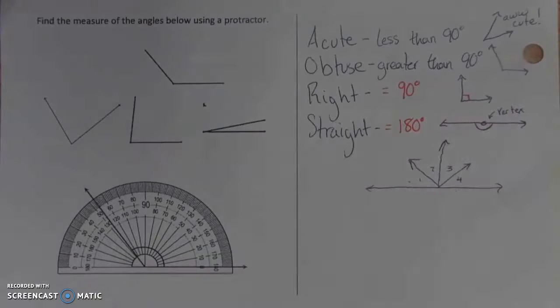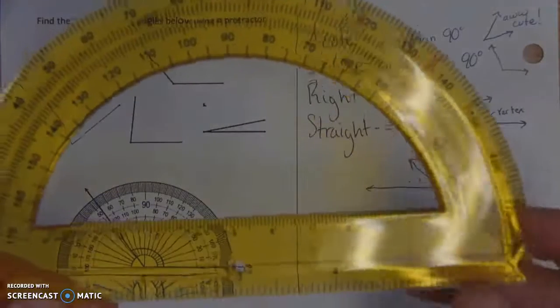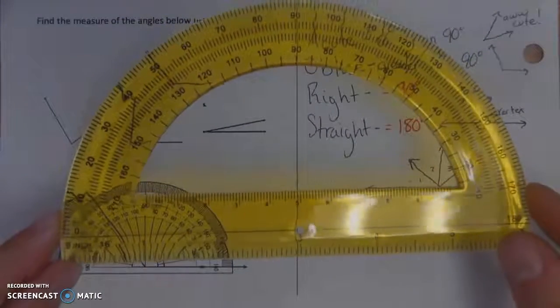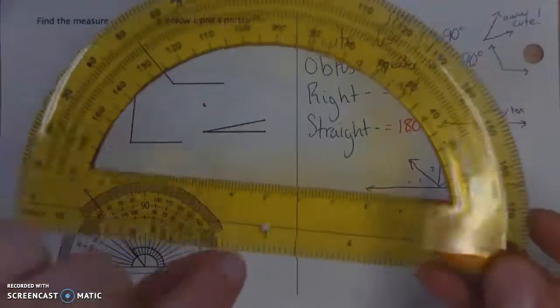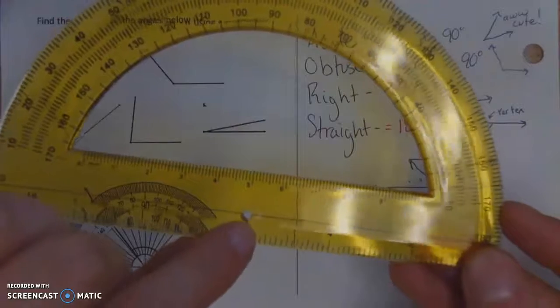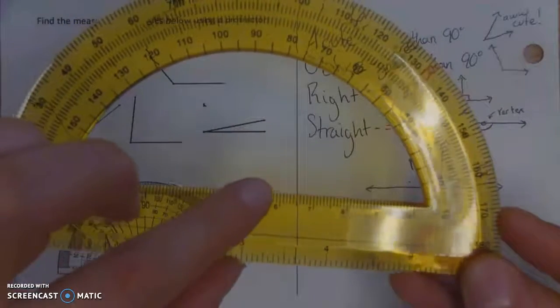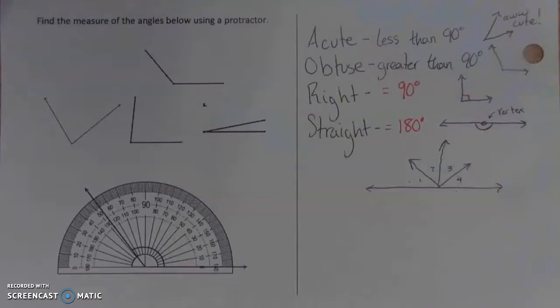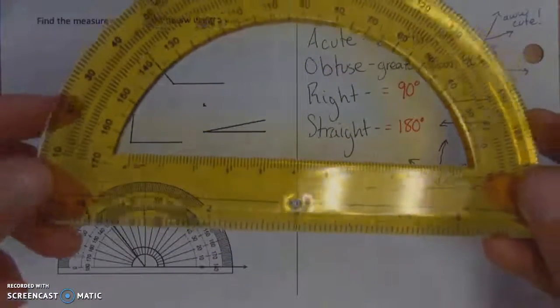But first, we're going to practice how to use a protractor. Now, your protractor might look different, but this is the one that I'm going to be using mostly in class. And there are a few things to note. First, I'm going to talk about the center of the protractor. That is this hole here, or sometimes it's going to be up here.